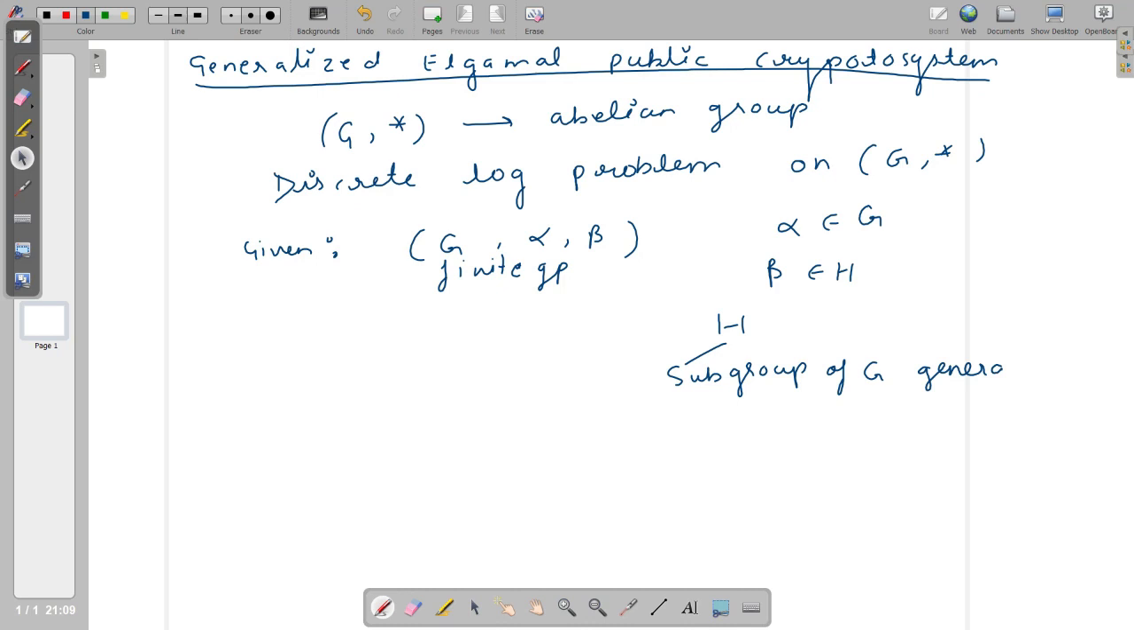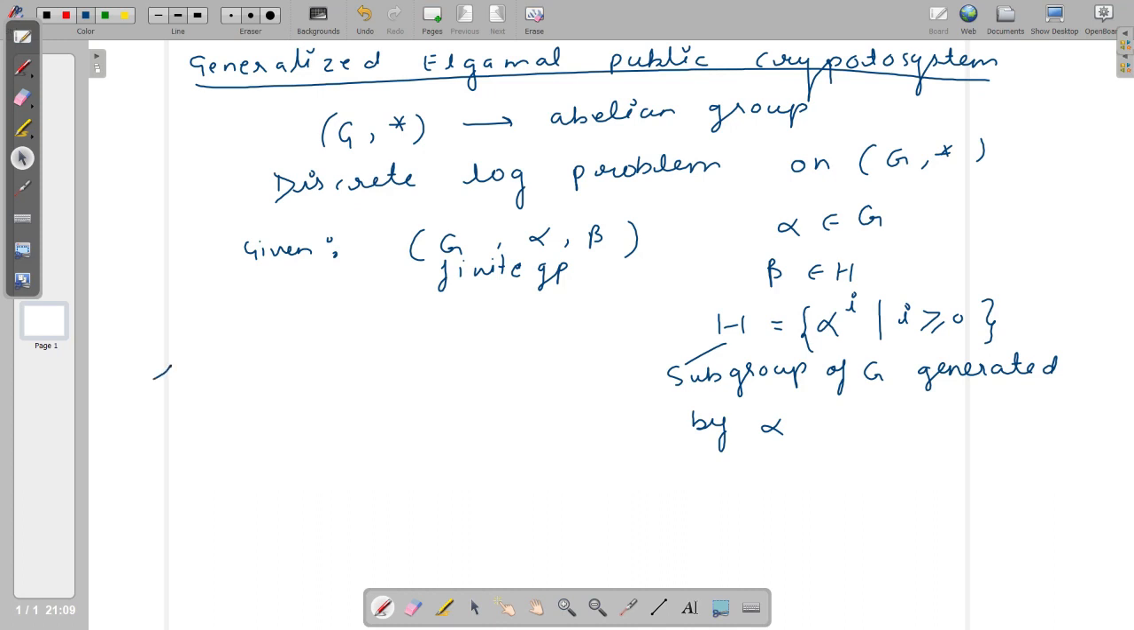When we say that it is generated by alpha, it means alpha is a generator of this group, or you can say that alpha is a primitive element of this group. So H is equal to alpha to the power I for all I greater than or equal to 0. Given are G, alpha and beta. G is a finite group, alpha is an element of the group G, and beta is an element of subgroup H. And how is this subgroup H formed? It is alpha to the power I, where I is greater than or equal to 0. So alpha is the primitive element, or the generator of H. If alpha is the generator of H, then alpha is the generator of G also.